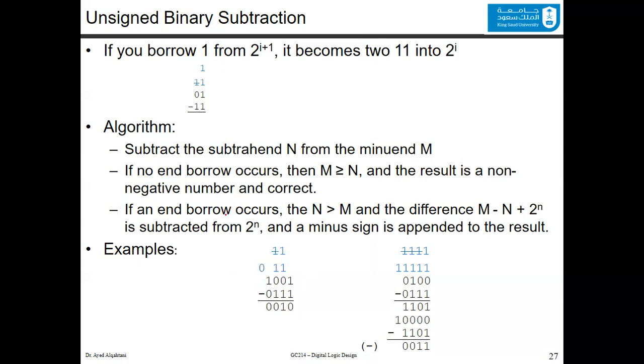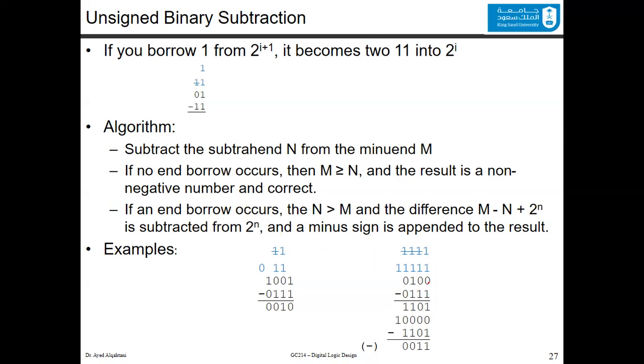Now, if an end borrow occurs, this means that n is larger than m, as this example suggests. You have 4 subtracted from 7. The n is larger than m, and the difference, and we will check it later in one of the slides, is subtracted from 2 to the power of n. And then a minus sign will indicate that this result is actually a negative number. To check this quickly, 4 minus 7, the result is minus 3. How to get this in binary? You will try to subtract 0 from 1, and you can't.